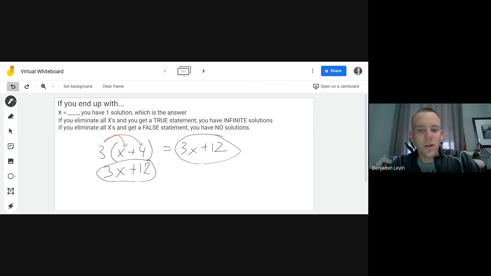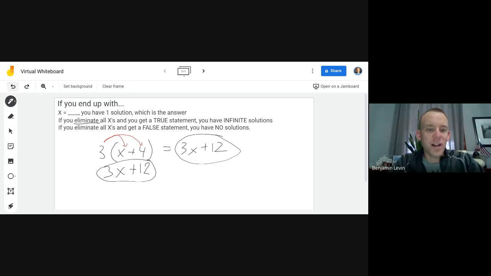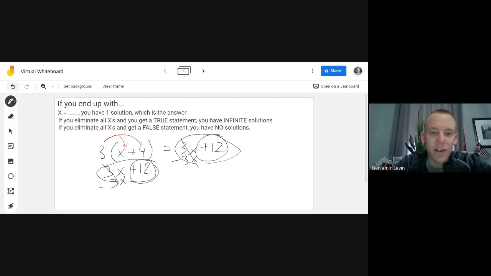Remember, like right above us in our notes here, if you eliminate all of the x's, right? If I were to try to start solving this, I would have to go, okay, let's subtract 3x to get rid of that. Well, we have to do the same thing to both sides. So, oh no, 3x minus 3x is 0. So I eliminated all the x's, right? And all I get is 12 equals 12. So what do we have? If we have a true statement, what do we have?